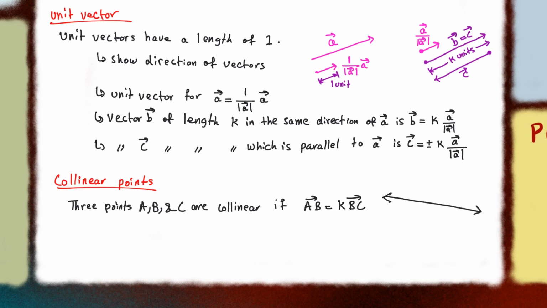You can see this in a diagram. In this case, vector AB and vector BC lie on the same line. And when vector AB is equal to k times vector BC, that means that they're parallel. And in this case, they both share point B, meaning that they're both going to be on the same line as well.